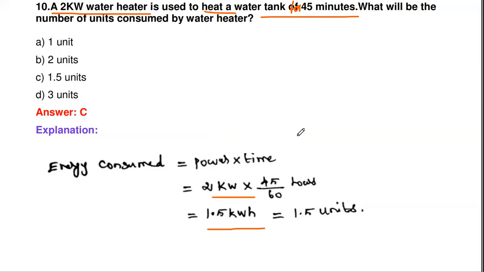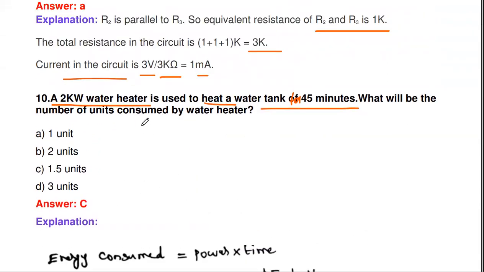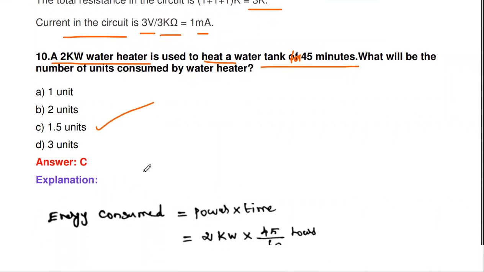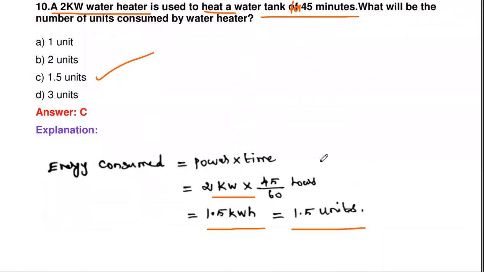Okay, so 1 unit is nothing but 1000 watt hours. 1000 watt hours is nothing but 1 unit. So here 1.5 kilowatt hour means 1.5 units. So the number of units consumed by the water heater is 1.5 units. Okay, so energy is nothing but power into time. You just multiply the power and time in hours, so we get kilowatt hours. So 1.5 kilowatt hours means 1.5 units.